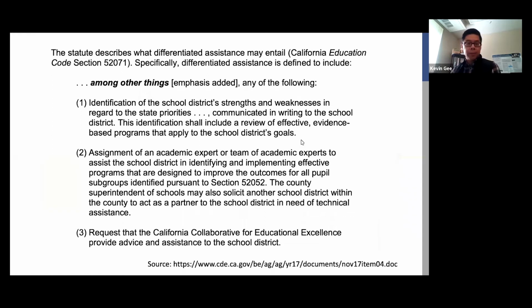But the ones that are specified include identifying or helping a district identify its strengths and weaknesses. It can also involve supports involving academic experts or a team of academic experts who assist the school in identifying and implementing effective programs. And then finally, differentiated assistance, as I had mentioned, can come through the California Collaborative for Educational Excellence.